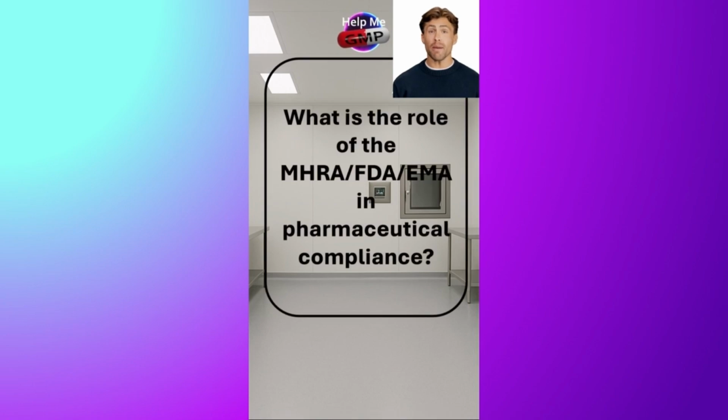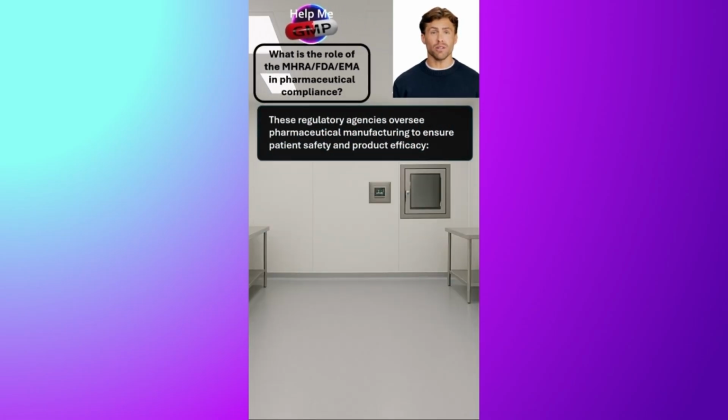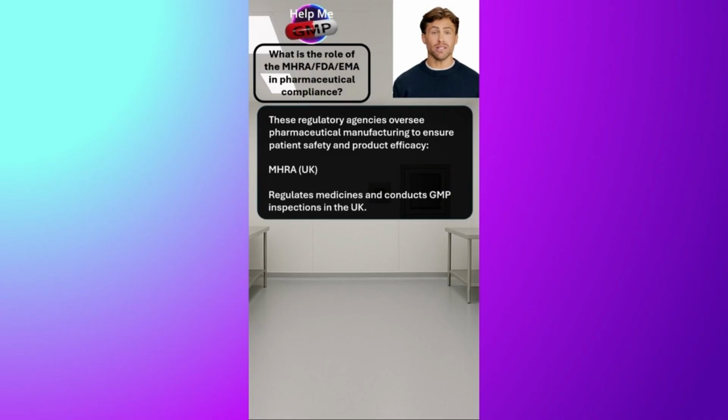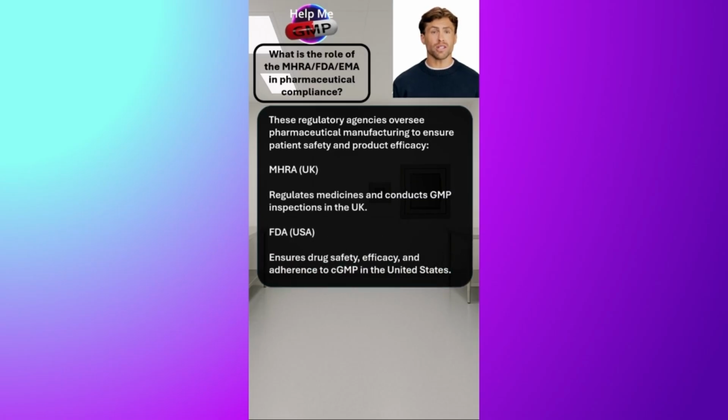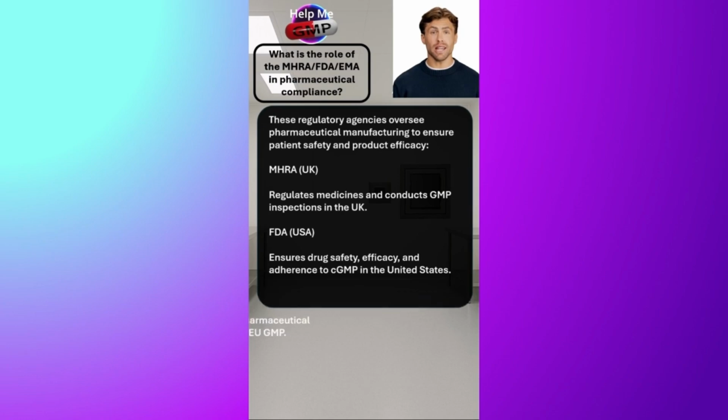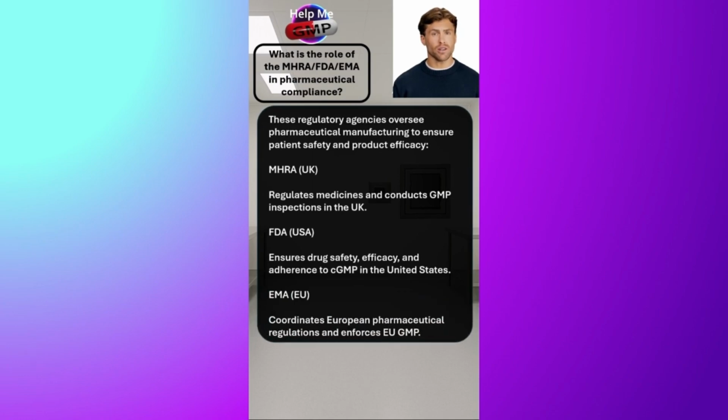What is the role of the MHRA, FDA and EMA in pharmaceutical compliance? These regulatory agencies oversee pharmaceutical manufacturing to ensure patient safety and product efficacy. The Medicines and Healthcare Products Regulatory Agency regulates medicines and conducts inspections in the United Kingdom. The Food and Drug Administration ensures drug safety, efficacy, and adherence to current good manufacturing practice in the United States. The European Medicines Agency coordinates pharmaceutical regulations across Europe and enforces the European guidelines.